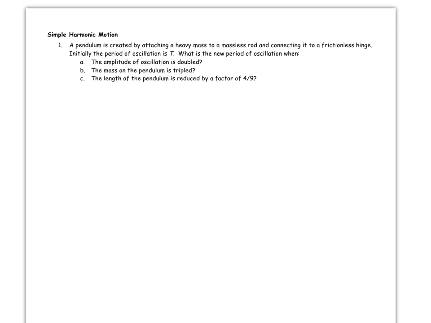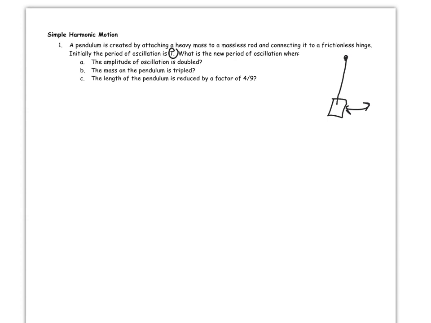Alright, for this problem related to simple harmonic motion, we have a pendulum. It's created by attaching a heavy mass to a rod and connecting it to a frictionless hinge, something like this. And that pendulum is going to swing back and forth. Initially the period of oscillation is T. We want to know the new period of oscillation when the following things happen to this pendulum.